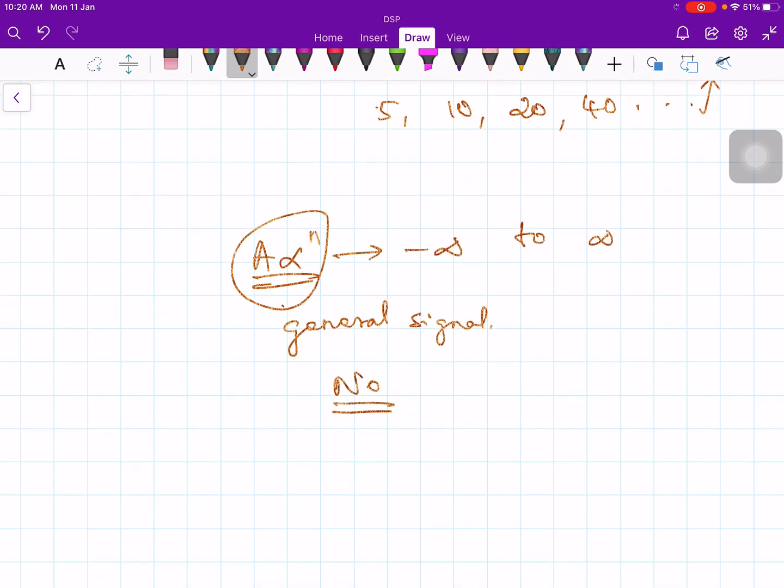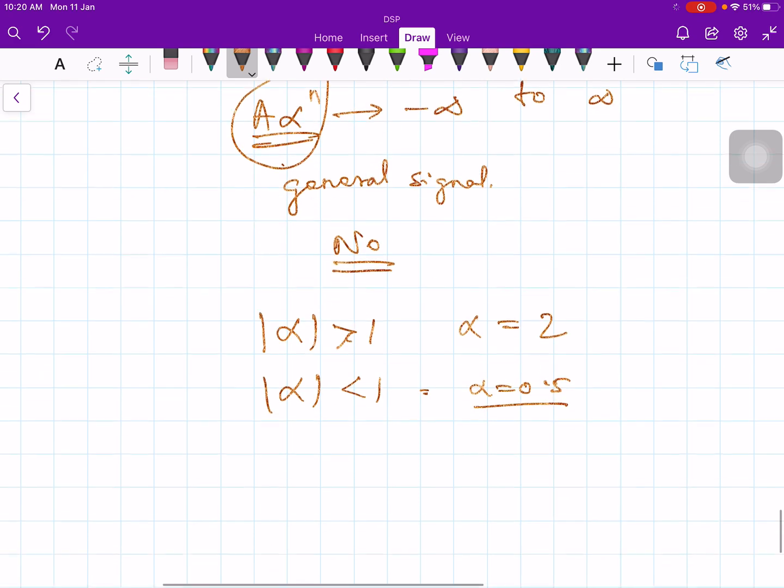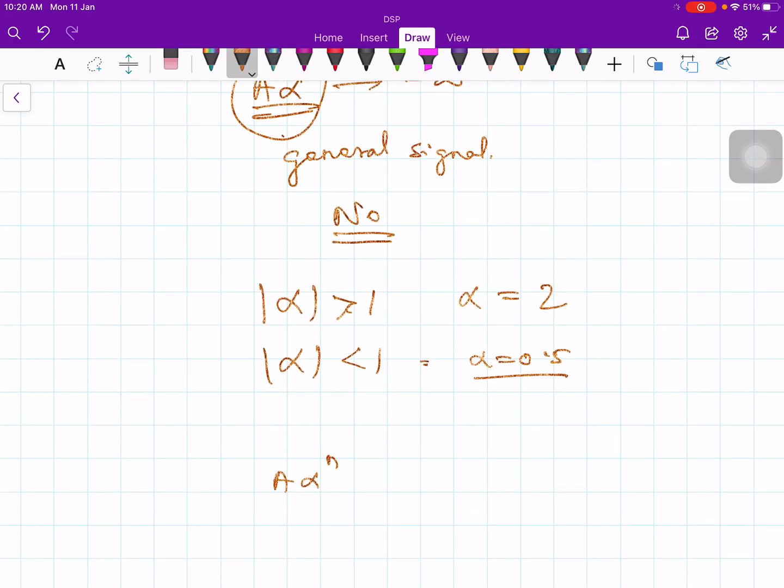The reason is, I can take only two conditions: either the magnitude of alpha is greater than 1, or less than 1. Suppose alpha is equal to 0.5, then what will happen? On the left hand side, it goes on increasing and it is unbounded. If I take alpha equal to 2, then on the right hand side, it goes on increasing. So therefore, the sequence is unbounded, whatever value you take, irrespective of alpha. Therefore, a times alpha to the n in general is unbounded irrespective of the magnitude of alpha.